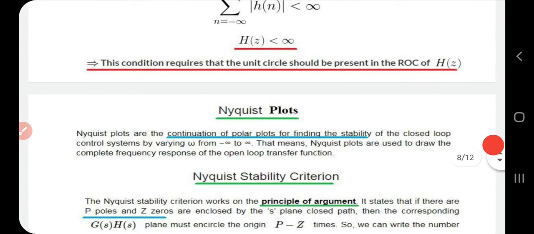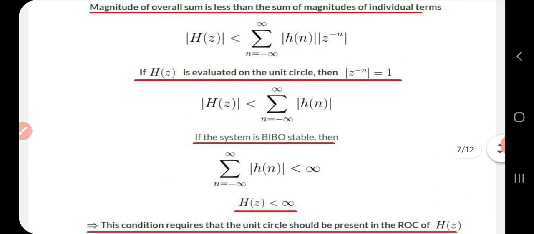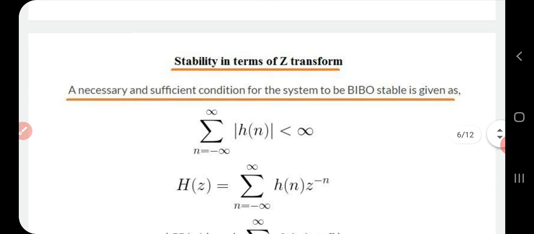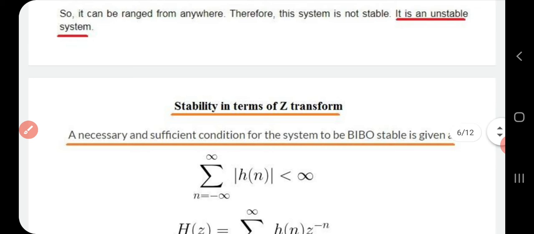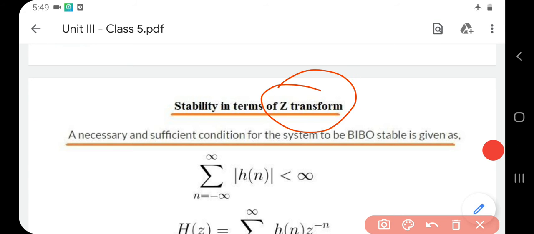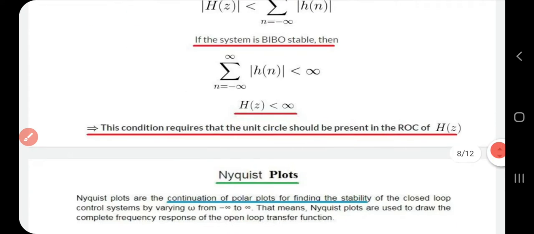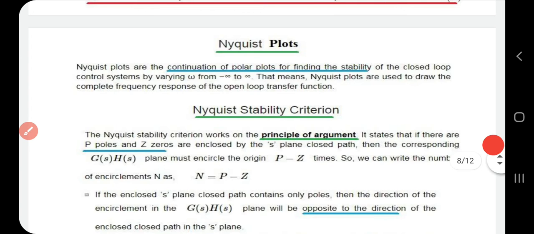Now the stability of a system can be described in terms of various factors. So this one is the stability based on Z transform. Now in the next session we will see about the stability in terms of Nyquist plot or Nyquist stability criteria. Before that, we will see what are Nyquist plots.